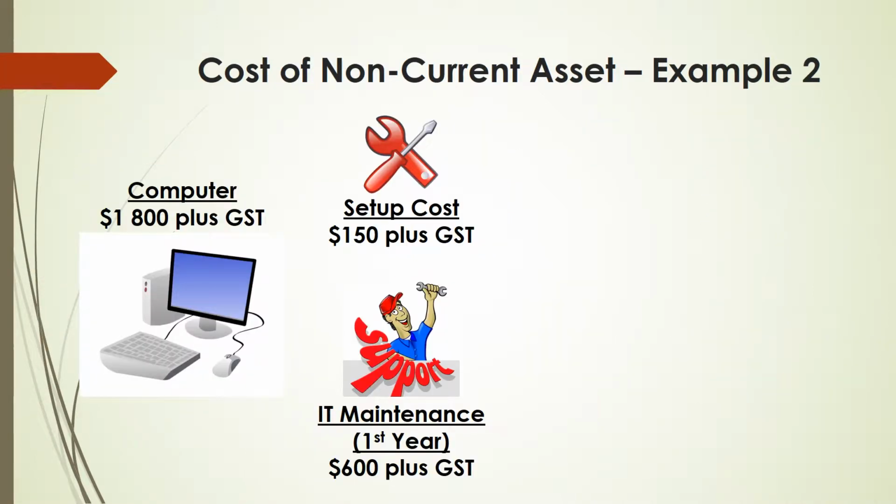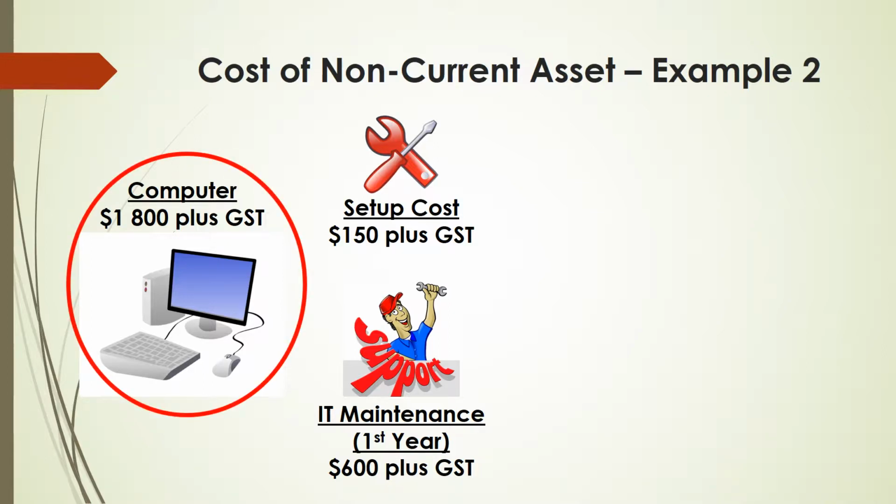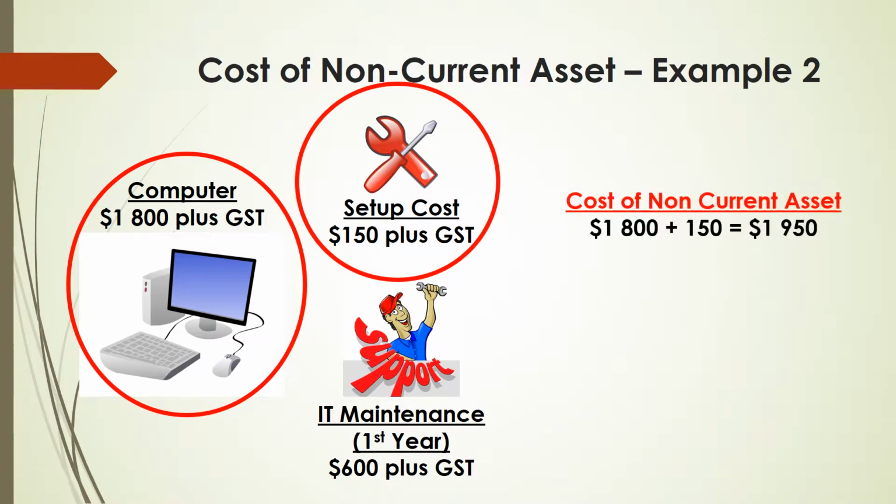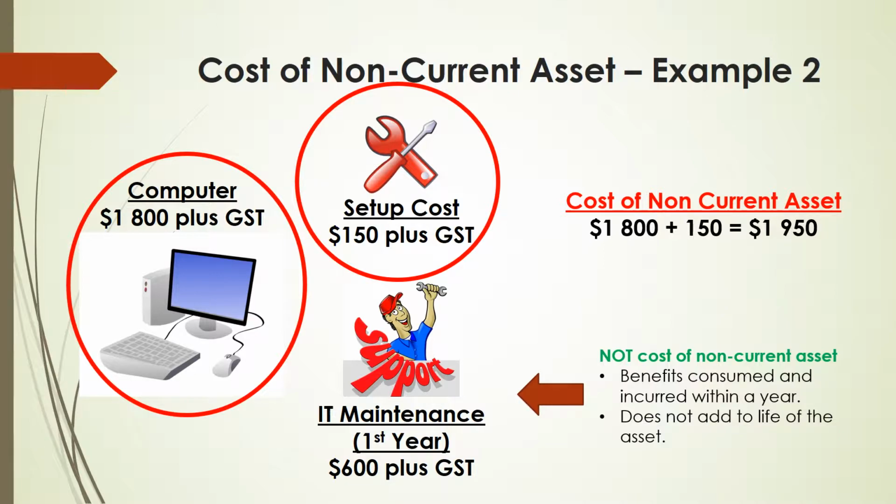So in this next example, we've purchased a computer and we've also paid for setup cost and IT maintenance for the first year. However, in this case, the cost of non-current asset would only be the cost of the computer and the setup cost, giving us an amount of $1,950. The reason why we do not include IT maintenance for the first year as part of the cost of non-current asset is because it is a benefit that's consumed and incurred within a year, and it does not add to the life of the asset.